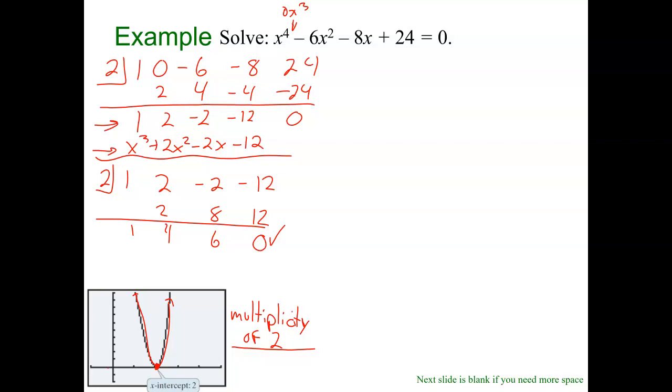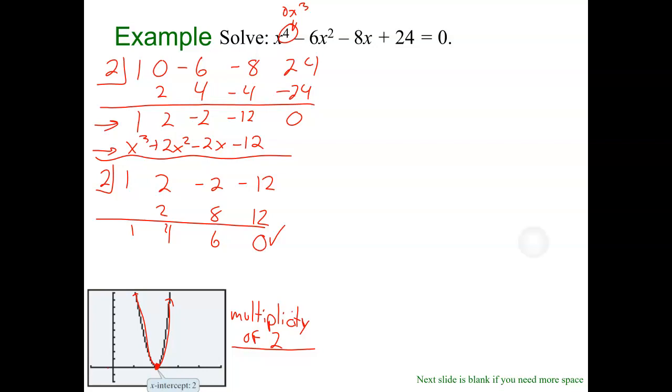If I look at the leading exponent, the degree of the polynomial, that tells me how many answers I get. So with a degree of 4, how many answers should I have? 4. Sometimes they duplicate. So 2 is my answer twice, because it touches the x-axis and then it comes back up.